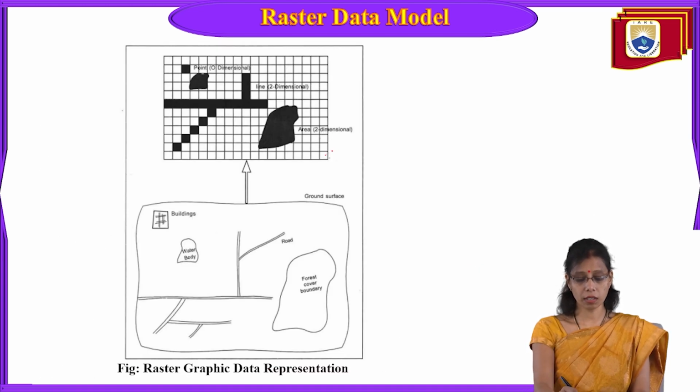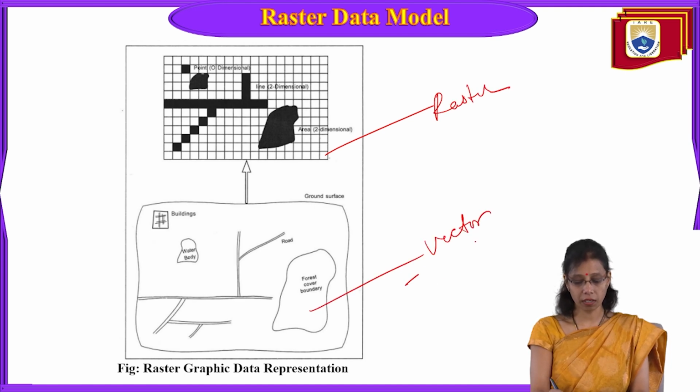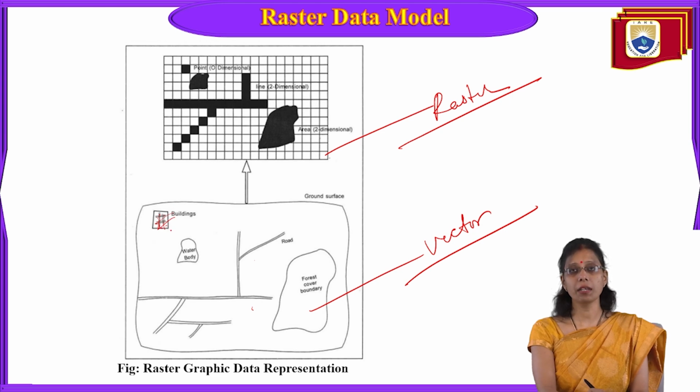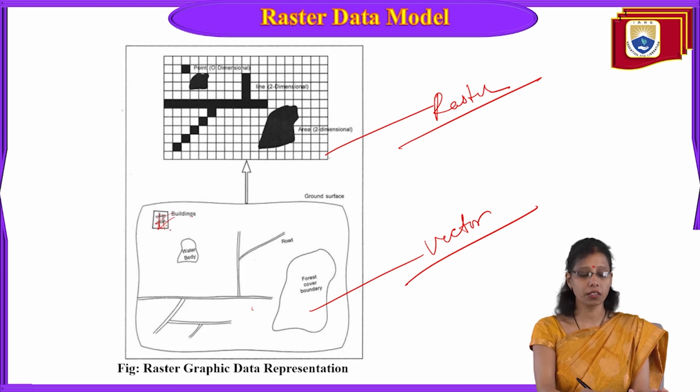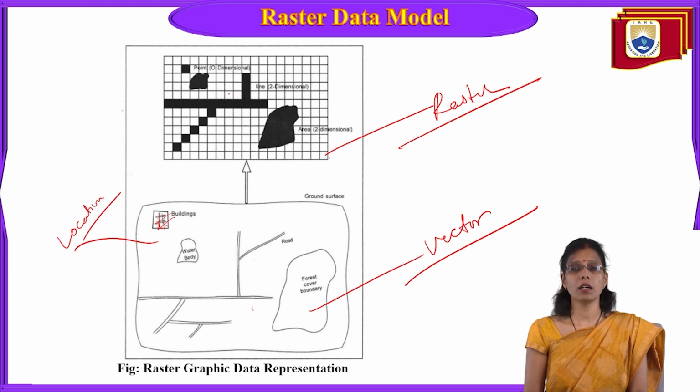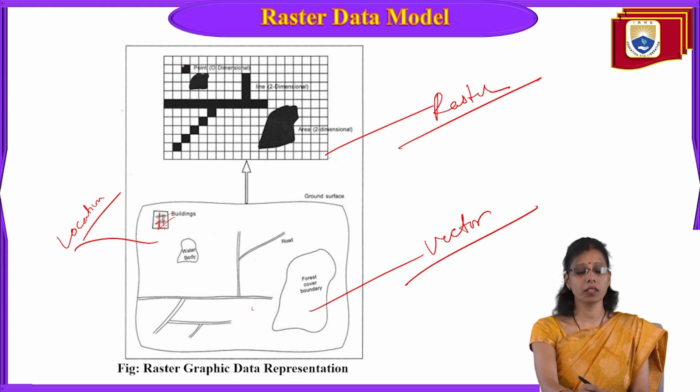Now this is how the raster is represented and this is how the vector is represented. If you see, this is the same map. Here the building is shown as a drawing. This building is actually a point location. If you want to show this point location in raster data, you can show this building as one grid cell. That one grid cell is captured here, and that grid cell is known as a point.